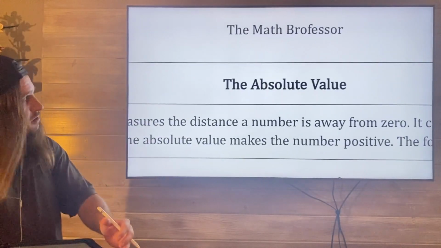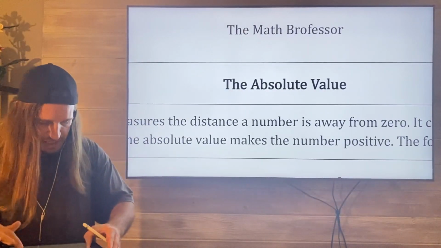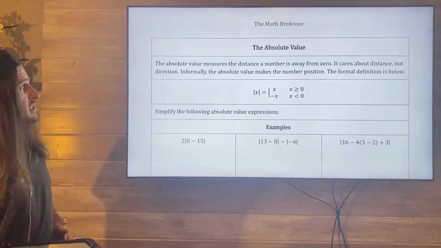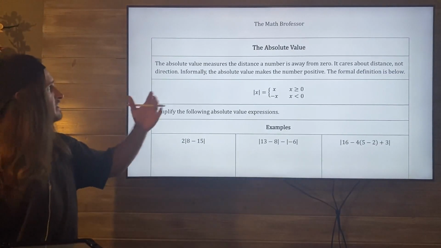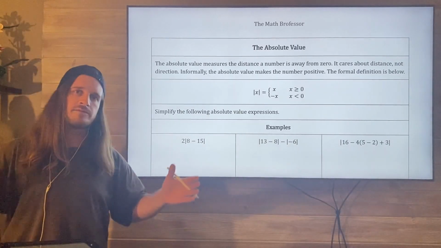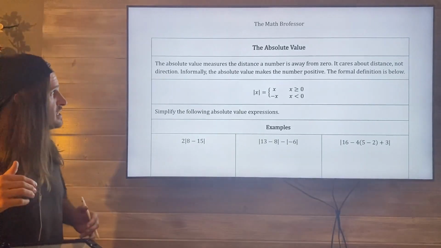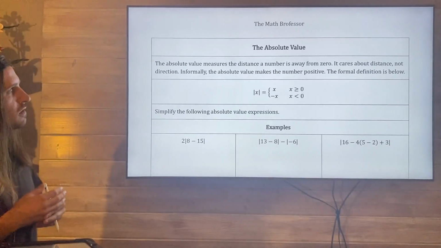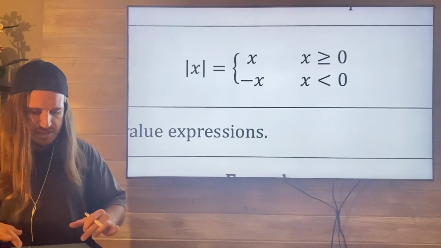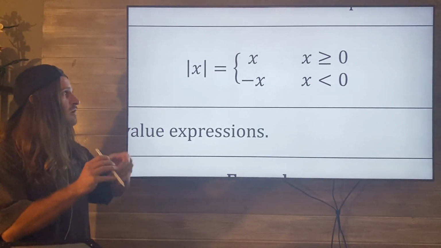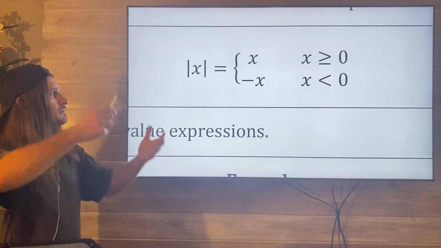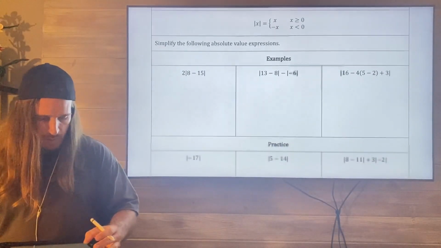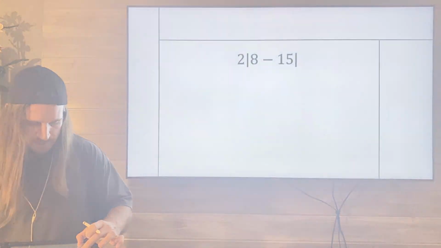Next, we're going to talk about the absolute value, because why not, right? We're just sticking in everything here. So the absolute value measures the distance a number is away from zero. It cares about distance, not direction, right? It doesn't care if it's left or right. It's just how far away from zero is it. Informally, the absolute value makes the number positive. The formal definition is below. This is the formal definition of the absolute value function. You can ponder that if you want, but we won't overthink this. So here we go. We're going to simplify these.